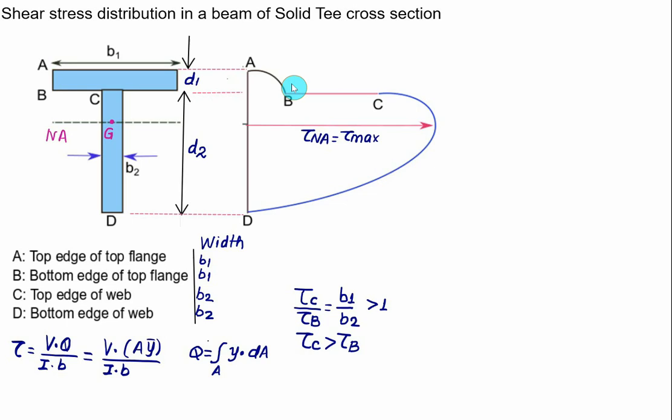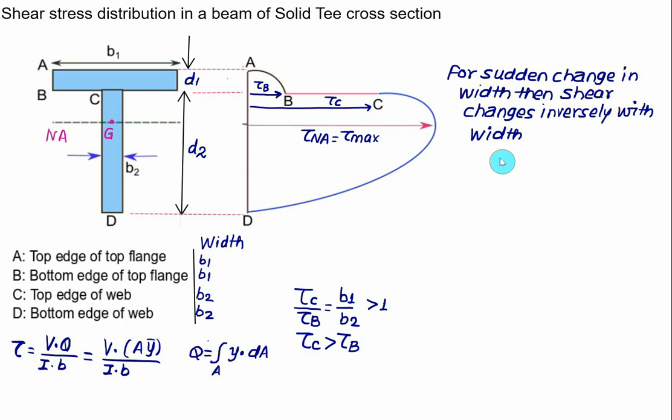And this relation you have to remember, the shear stress at B and the shear stress at C. This value corresponds to the shear stress at B and this value corresponds to the shear stress at C. And the ratio of the shear stress at C to B is the same as B1 by B2. So when there is a sudden change in the width, the shear stress will change. If the width decreases, the shear stress will increase, and if the width increases, the shear stress will decrease. So this one is an important conclusion for us.